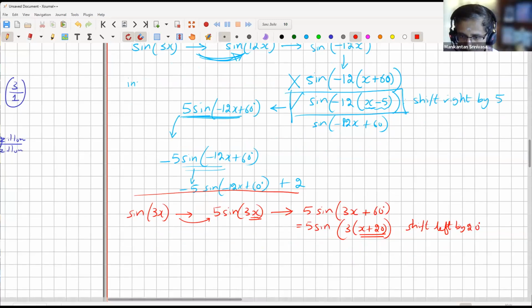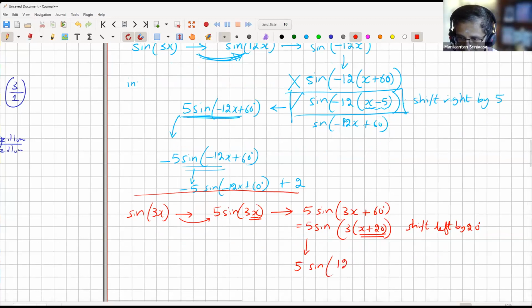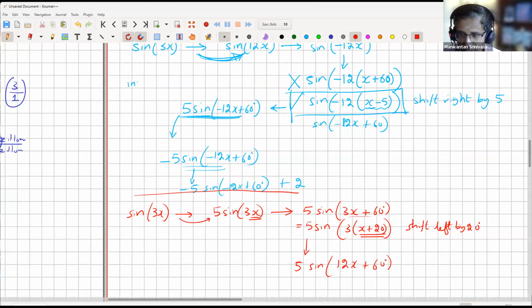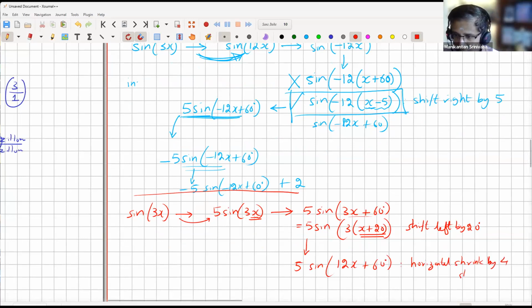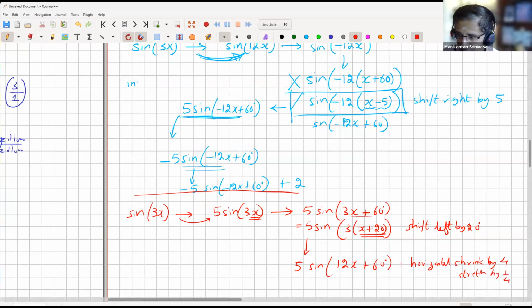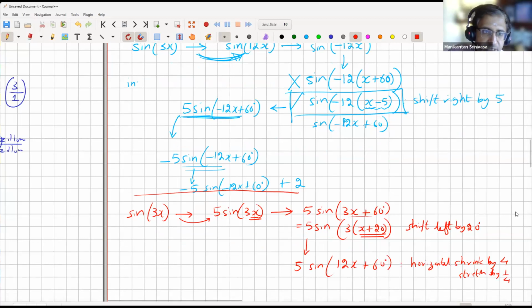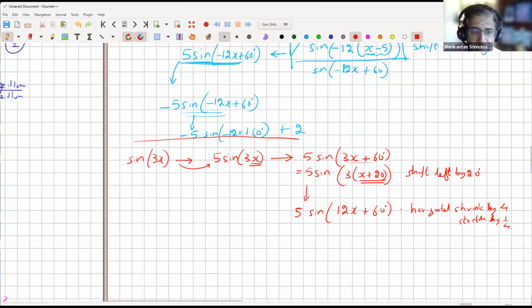And now suppose I want to go from here to 5 times sine 12x plus 60. It's 3x plus 60 right now, but I want 12x plus 60. This is the same thing, right? What is this? This is what you are asking, Dave: horizontal shrink by 4, or stretch by factor 1/4. It's actually shrinking, but if you have to write it in terms of a stretch factor, it's a stretch factor of 1/4. You're with me, Dave?